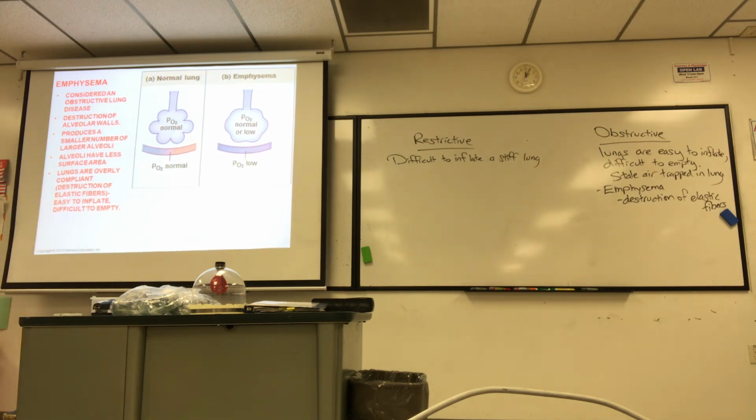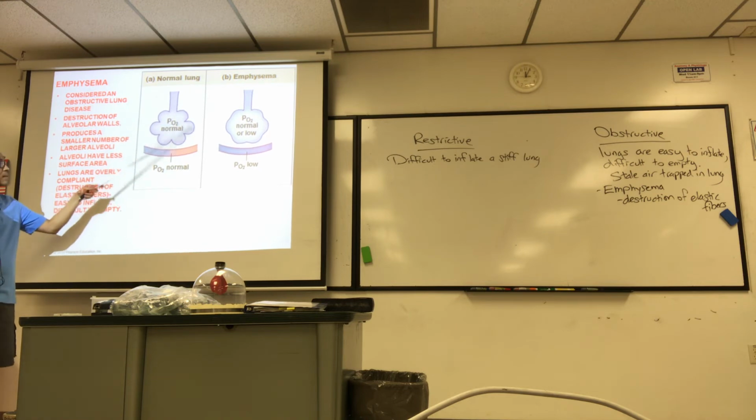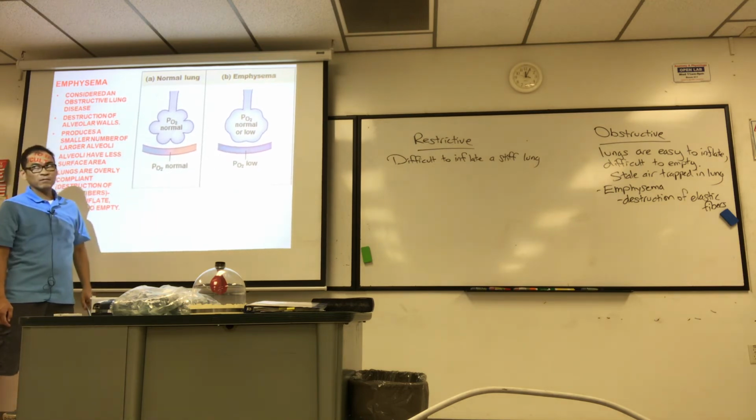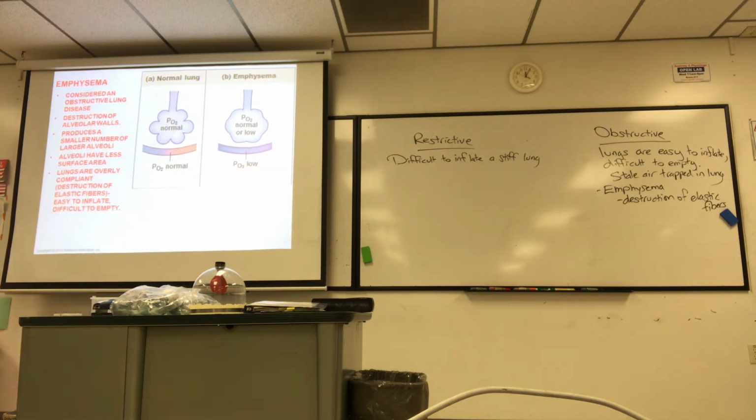All right. So what you've got is a destruction of alveolar walls. So instead of, say, you have 1, 2, 3, 4, 5, 6, maybe you have just one big one, and that's not good. It's better to have more smaller ones.